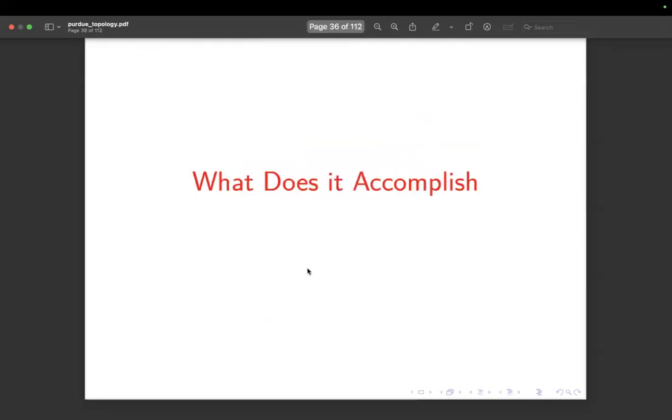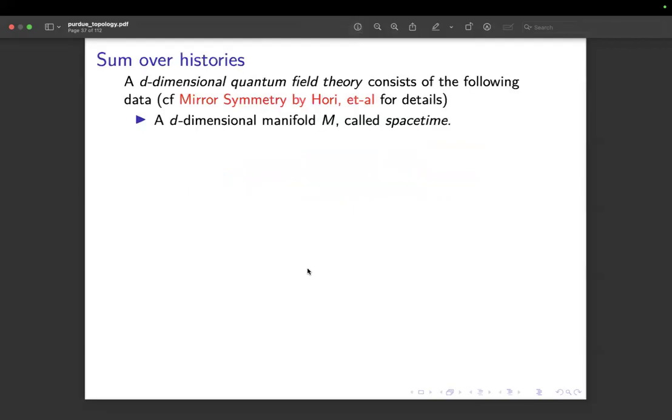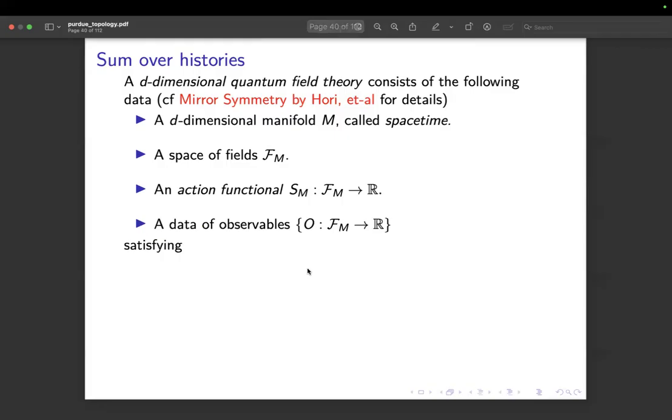Okay, so now I'm going to talk about it. But before that, there is just some background, just to remind you that a d-dimensional quantum field theory consists of the following data. So first is a d-dimensional manifold M called a spacetime. Then there is a space of fields, which are usually sections of a certain principal bundle. Then there is an action functional, which is a functional from this space of fields to the reals, and a data of observables, and up to this, we also have in classical field theory.